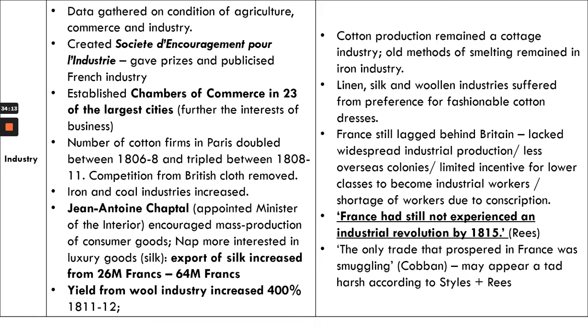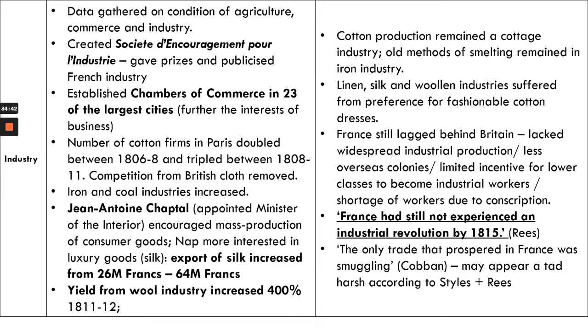Things like the silk industry were patronised by the government at this point, because it was seen to be this sort of glamorous symbol of French industrial might. So export of the silk industry increased quite a substantial amount, 24 million francs to 64 million. And yield from the wool industry similarly did go up. So we have a bit of industrialisation.